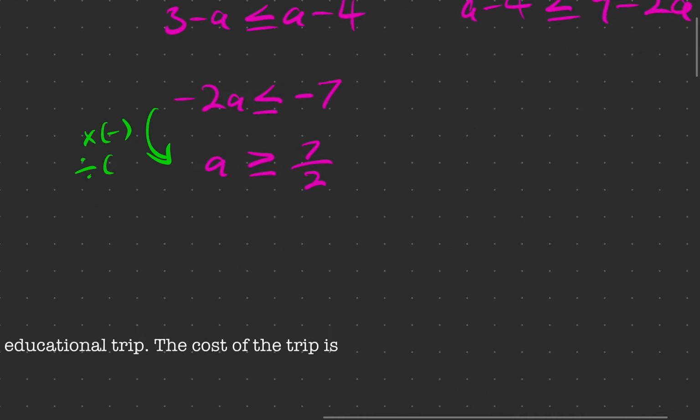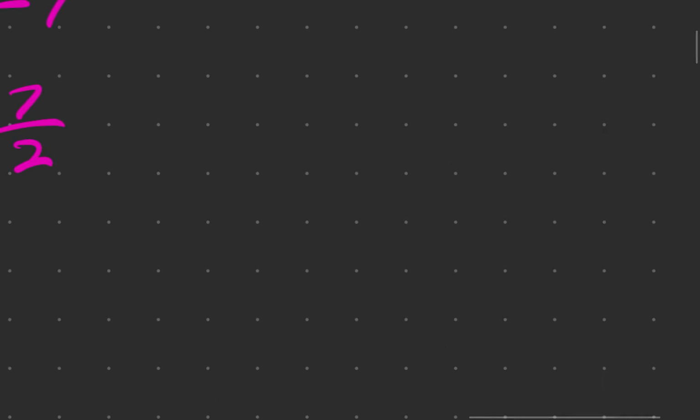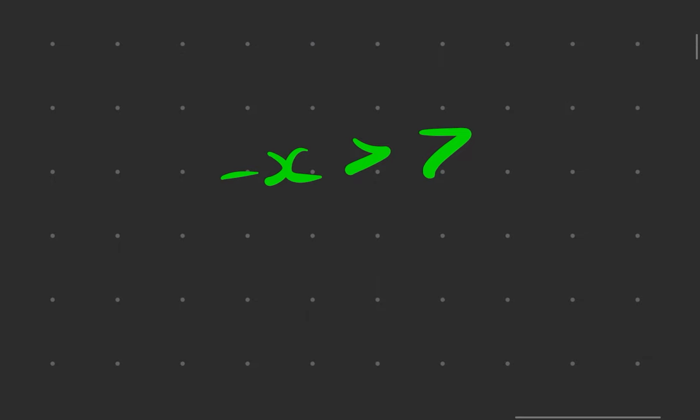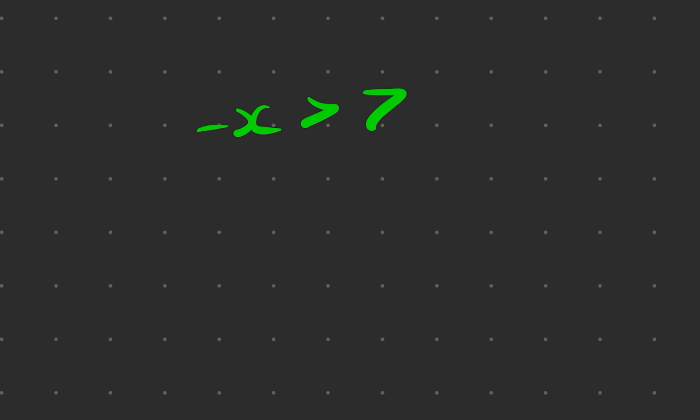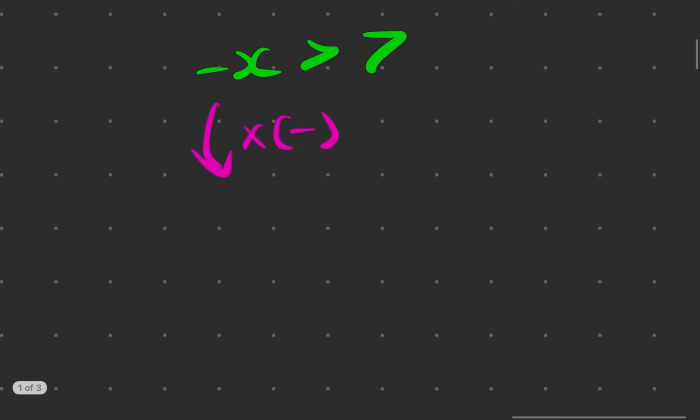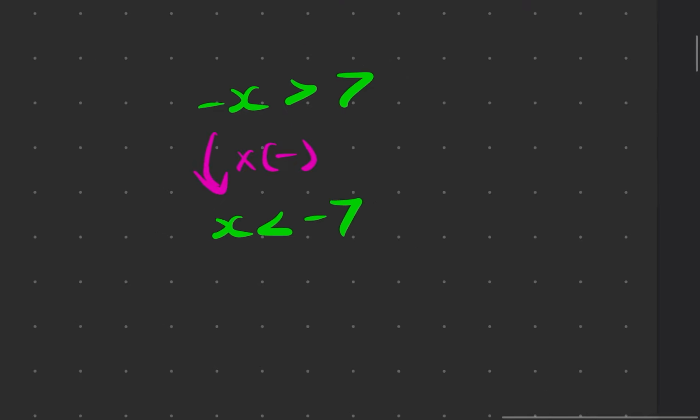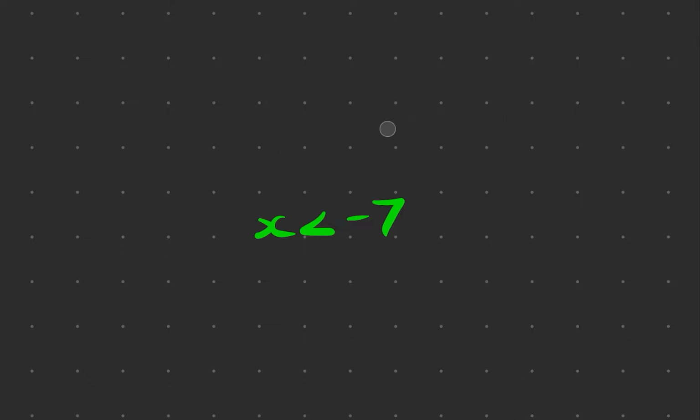So let's just say we have an inequality like negative x is more than 7. If I want this to write as a positive x, I'll just multiply this by negative 1. By doing so, I will have to write this as x is less than negative 7. Understood? Alright, let's continue.